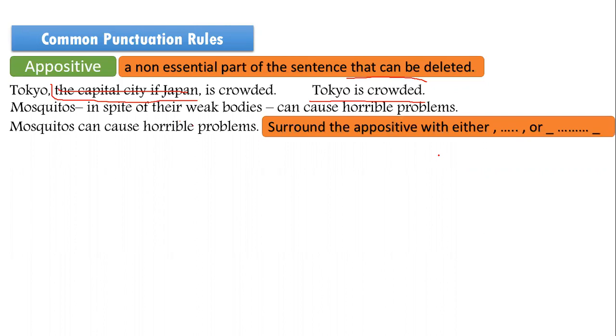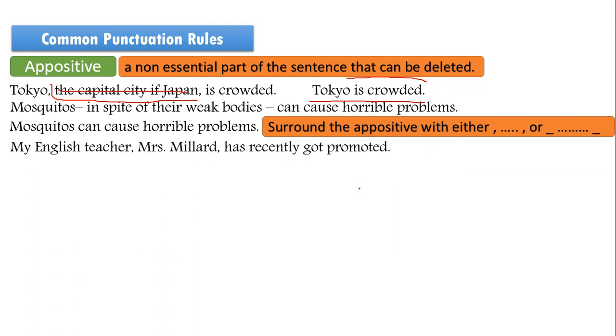What should we do here? Surround the appositive with either two commas or two dashes. All you need to do is to know which part of the sentence is the appositive, which part of the sentence should be surrounded with commas, and where to put the commas. Okay?